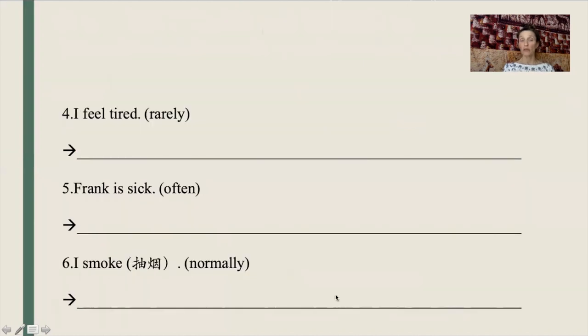Let's look at the next page. So pause the video for a moment and try to do these three. Okay, so I hope maybe you did pause and try it, but I'll continue here. I feel tired. Where would you put the word rarely in rewriting this sentence? Well, the pattern is subject, adverb, and then verb, right? So it would be this. I rarely feel tired. Frank is sick. What about this verb? What does that verb tell you about the pattern and where often should go? Frank is often sick. So subject, verb, and then the adverb.